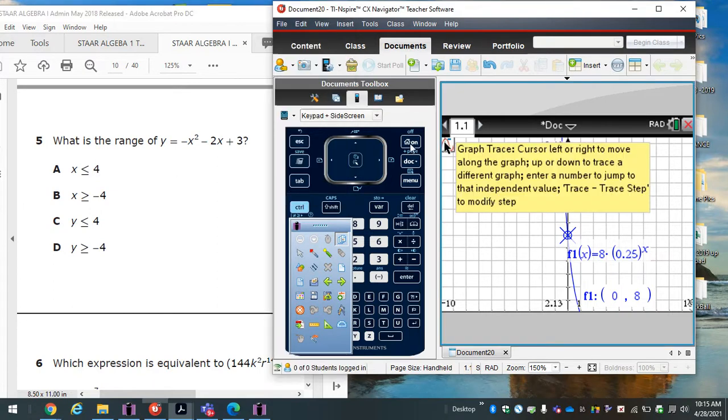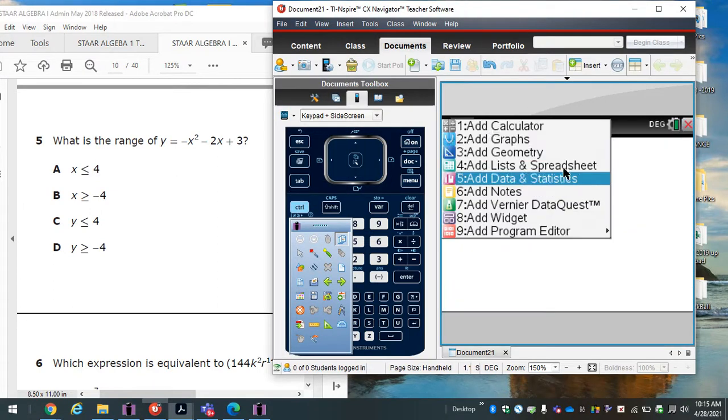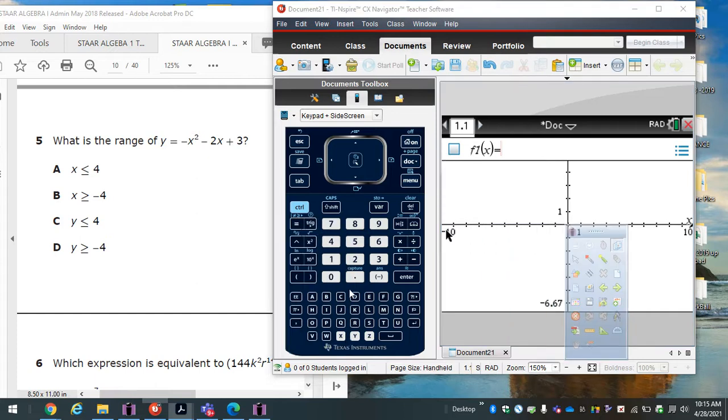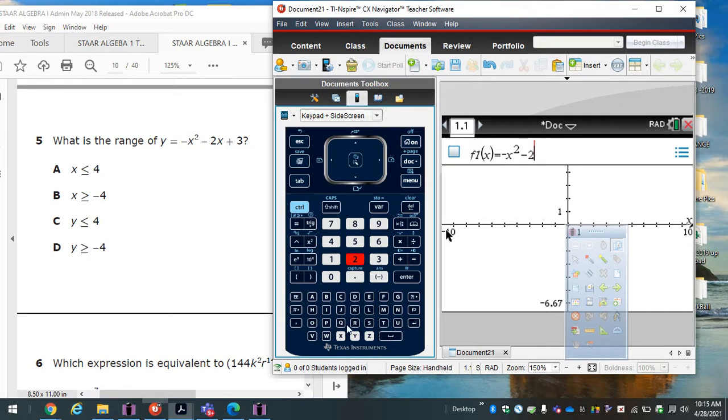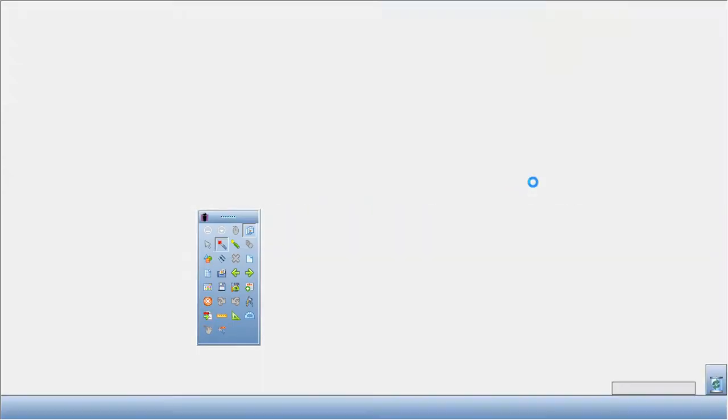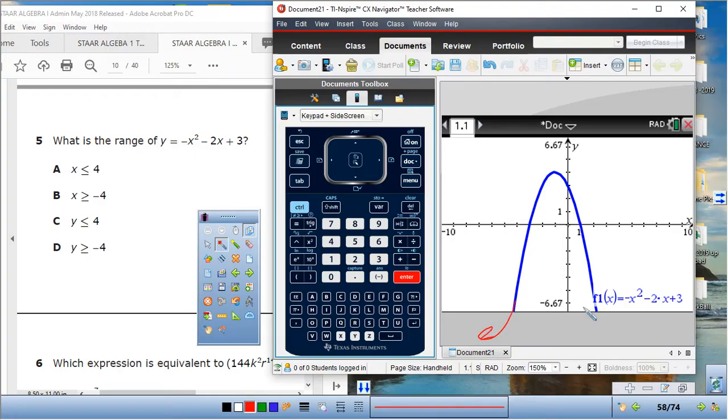Oh, so we need to graph this one too. Negative x squared minus 2x plus 3. Okay, it's asking what's the range. The range, guys, okay, remember domain is all real numbers. So that's domain, forever in both directions. This number right here is very important. 1, 2, 3, 4. You know what? Let's use a calculator.